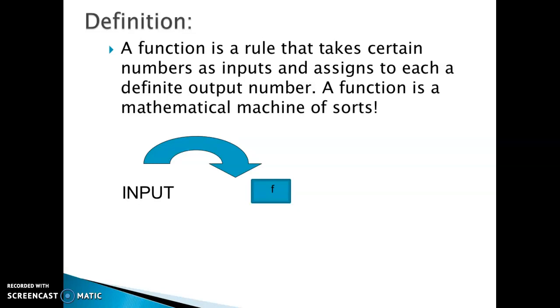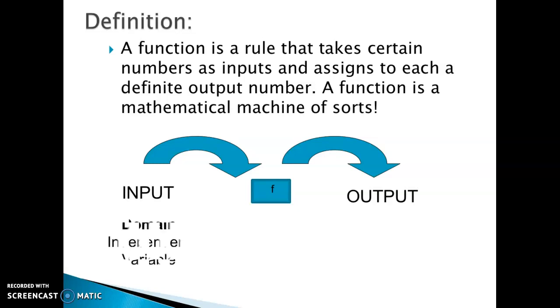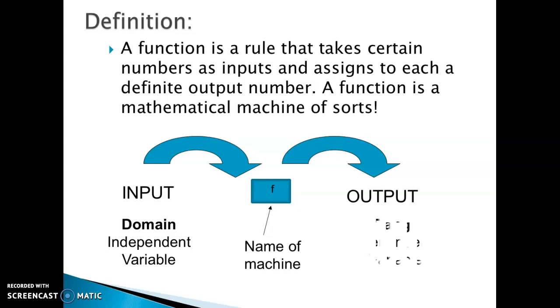In this case, we call the function machine f. That machine will change the input in some way and give us an output. The output obviously depends on what we put in and on what the machine did to it. The input values are called the domain or the independent variable. The function itself is the machine that does the work to the input that we give it. That's the name of the machine. Most commonly in mathematics we use f, g, or h, but it could be any name.